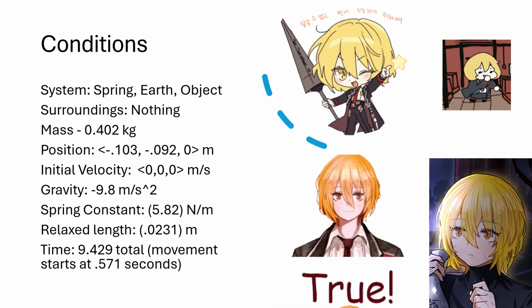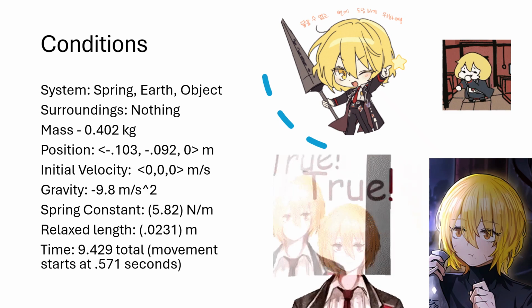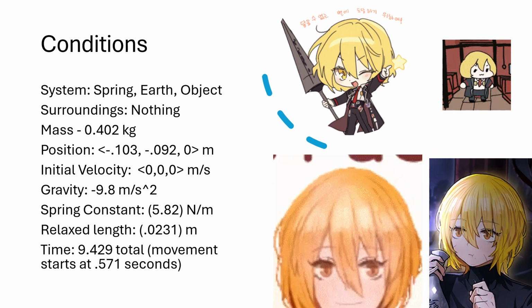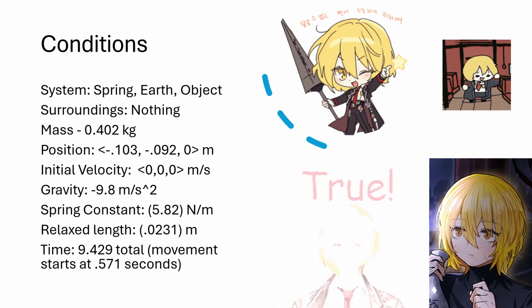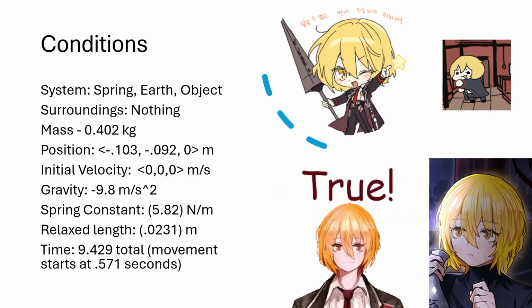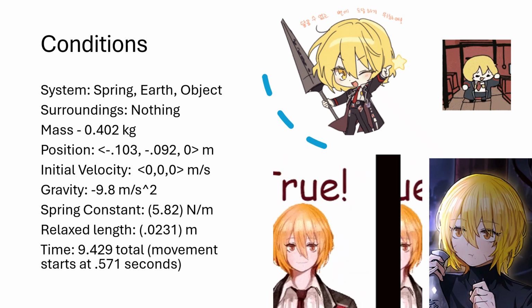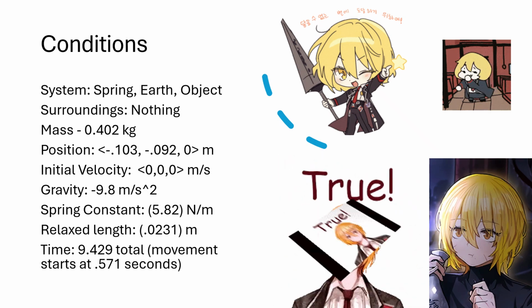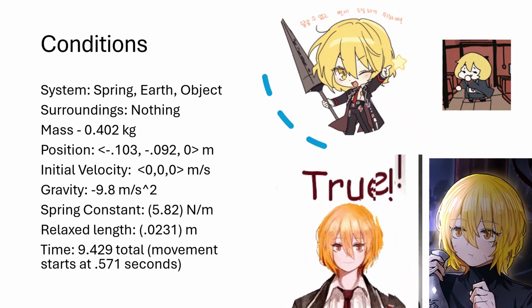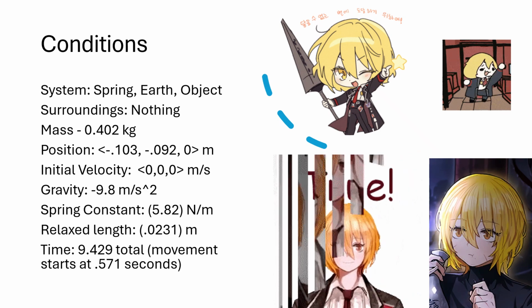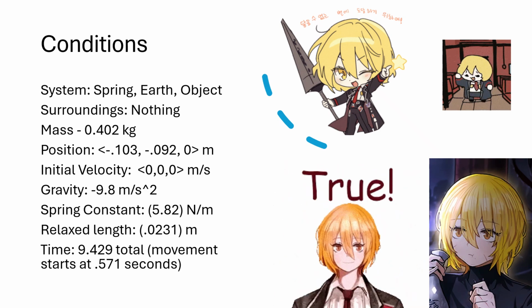Our mass was 0.402 kilograms. Our position was negative 0.103 in the x component with negative 0.092 in the y component. Our initial velocity was 0. Our gravity was negative 9.8 for our acceleration. Our spring constant was 5.82 Newtons per meter, and our relaxed length was 0.0231 meters. And for our time, we had just around 9.5 seconds total.